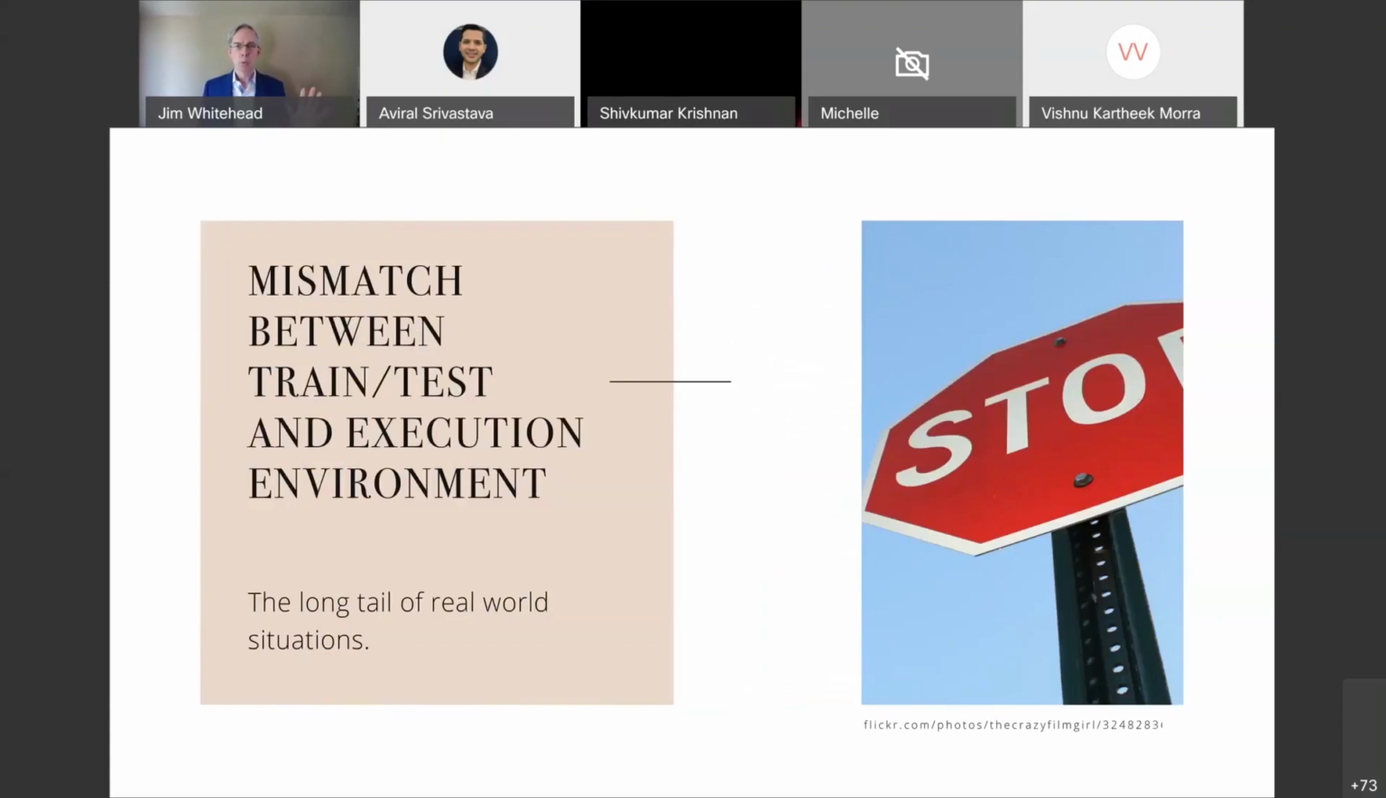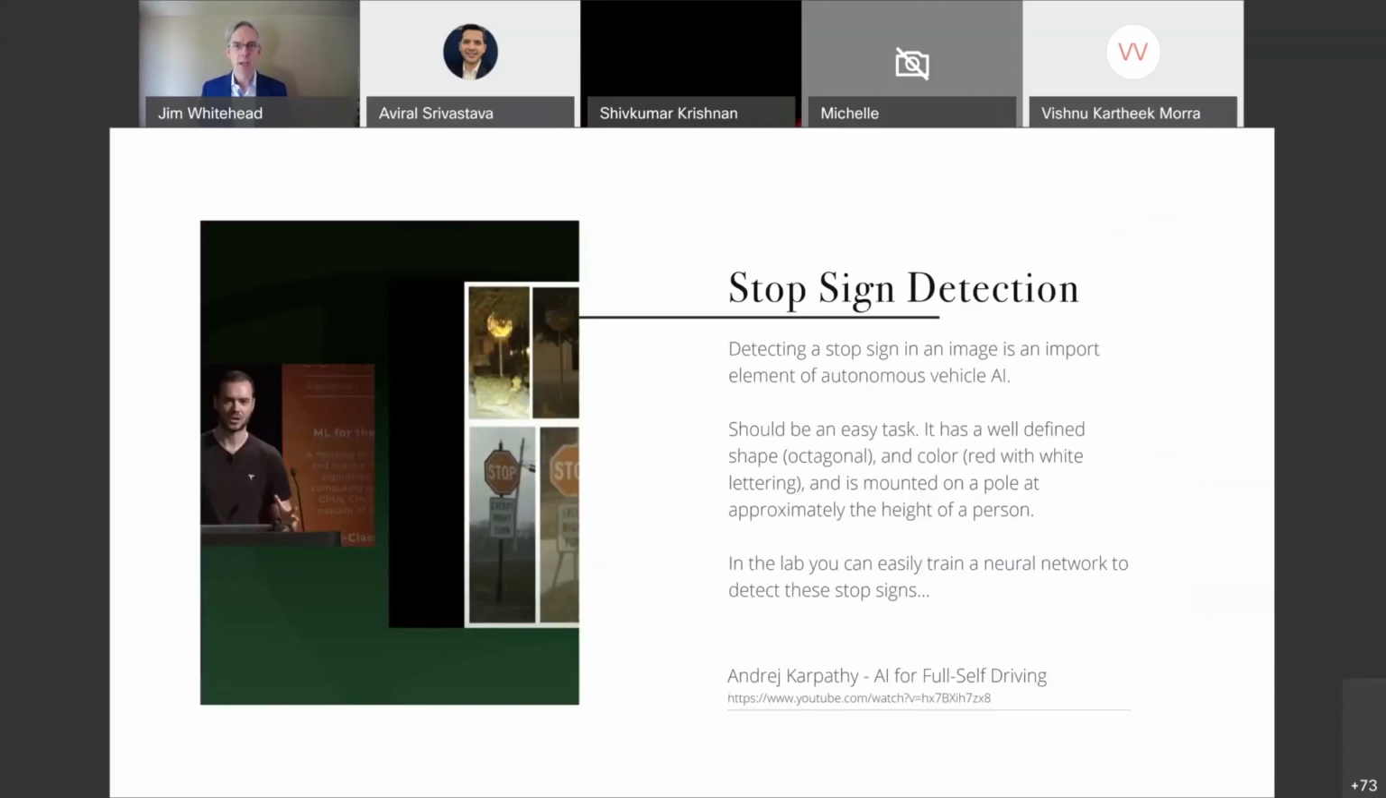Okay, so you have your AI model, and you've gone ahead and deployed it out into the real world. A very common situation that can occur is a mismatch between what you've actually trained on and what actually exists out in the real world. I'm going to borrow a problem that I learned about from Andrej Karpathy, an engineer working on autonomous vehicles. He recently gave a talk about AI for self-driving, and one of the problems he talked about in this presentation, the link is on the slides, is the problem of stop sign detection.